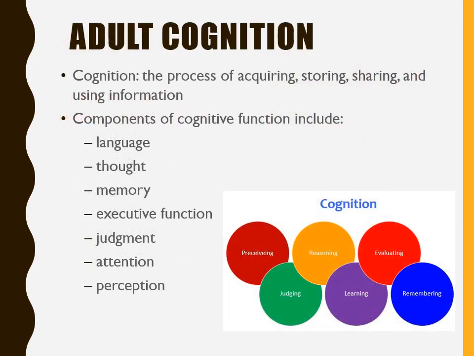Now for adult cognition, that's just really the process. When you look at the word cognition, really by dictionary terms, it's just a process of acquiring and storing your information. And remember, a lot of it is based on experience. And who has all your experiences but all your elderly?